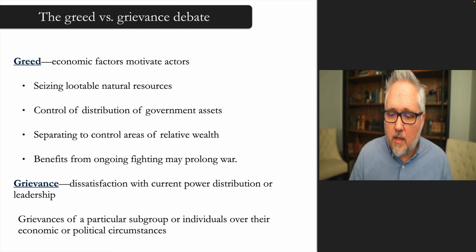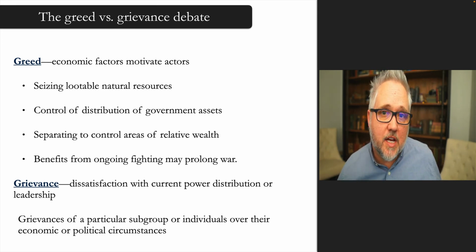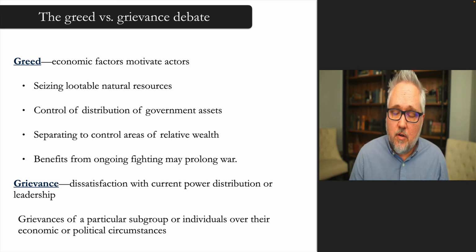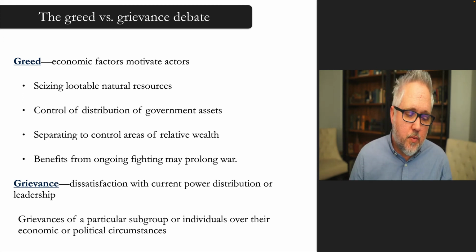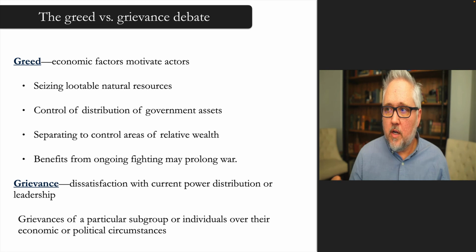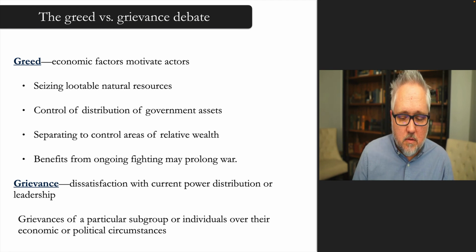Well, in contrast is this more historical view, tying into people's grievances, dissatisfaction with the current distribution of power within a state or between states, or grievances over the decisions that leaders have made. And that could lead to action. And grievances could be of a particular group within a state, either a geographic region, an ethnic group, or a political group that feels marginalized by the leadership, or it could be grievances of elites that also feel marginalized, a lack of access to power that they feel is their due.